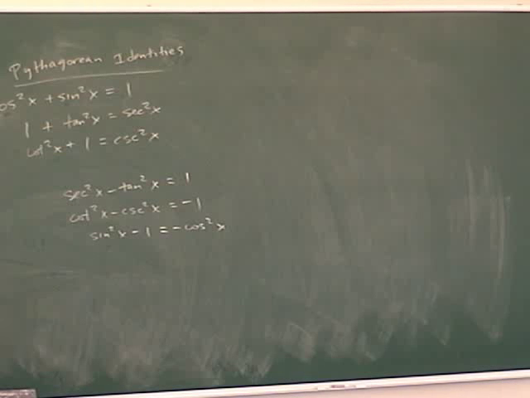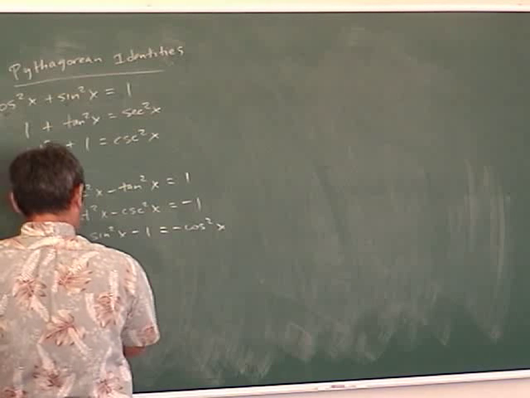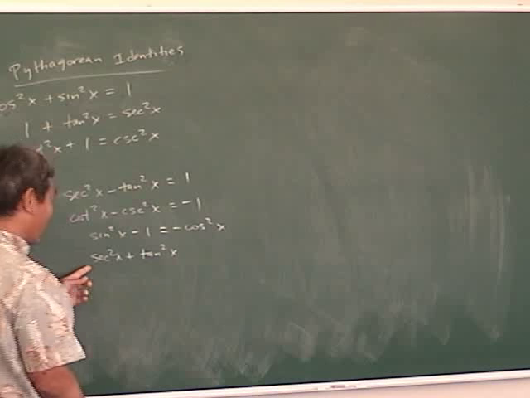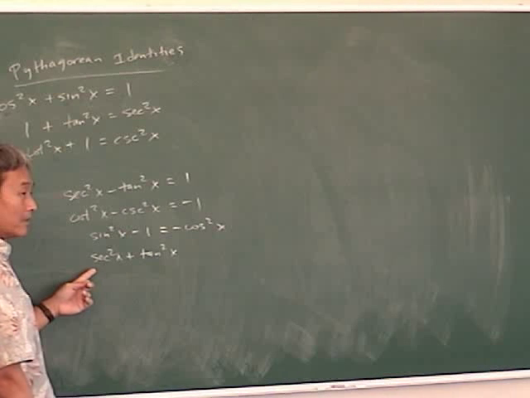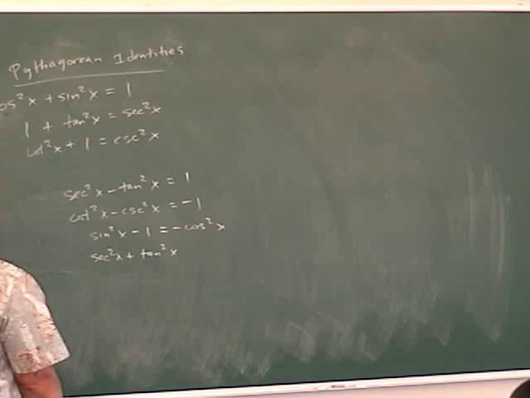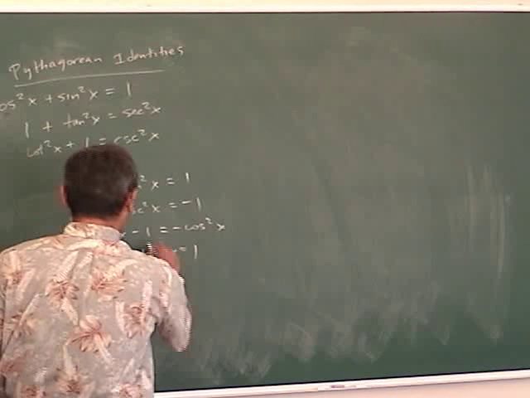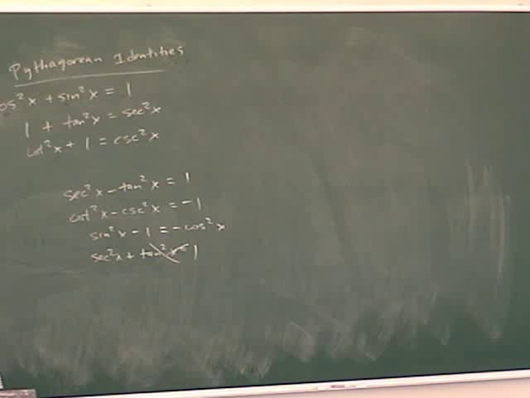But you have to be careful now, because every year students do crazy things. Like, what if I did this? Secant squared x plus tangent squared x. No, that's nobody. Because every year, I'm serious, they go, oh, you know this, it's 1. No, it's not 1. That's what we call a fatal error.